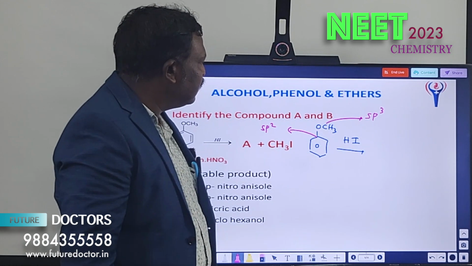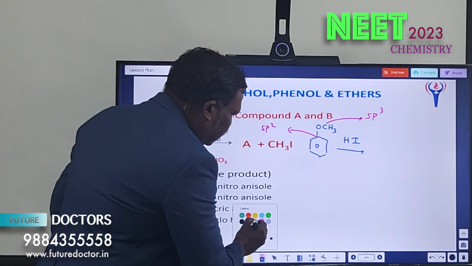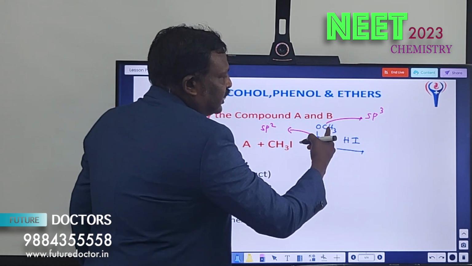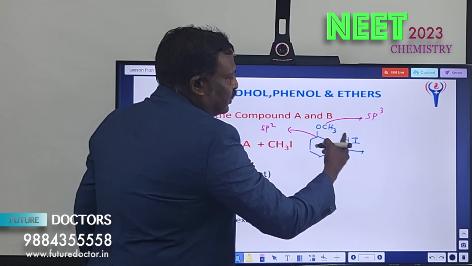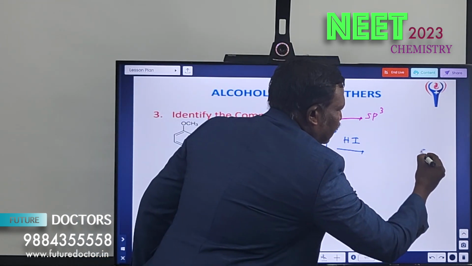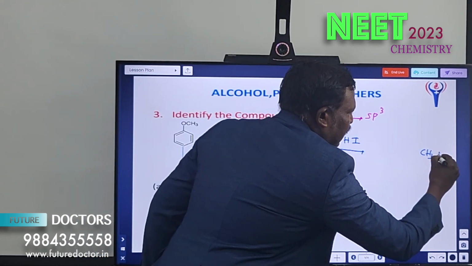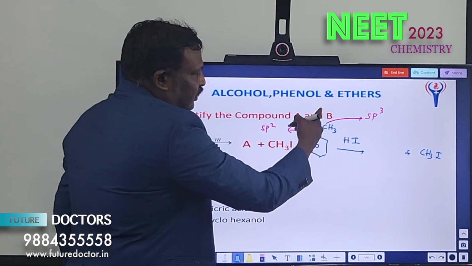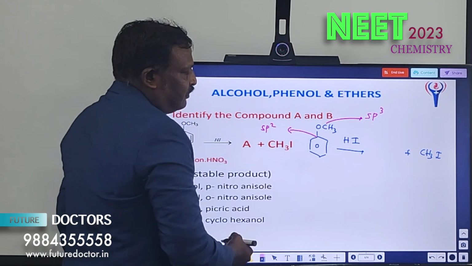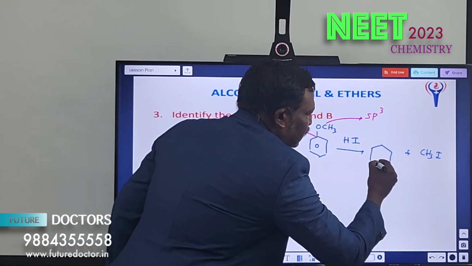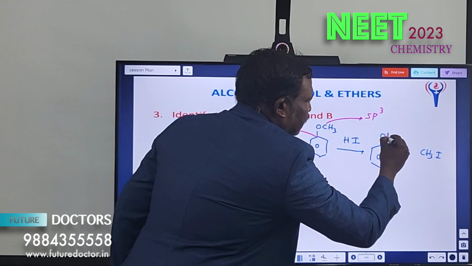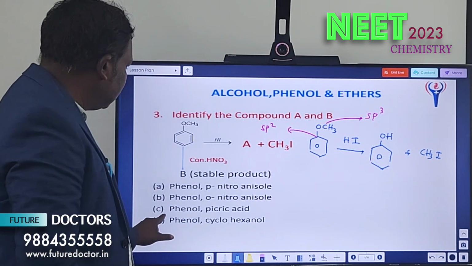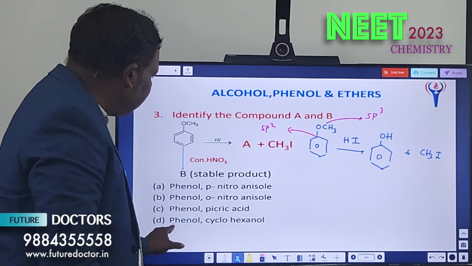So now what is the product obtained? Here iodine prefers only the sp3 carbon, so I goes to CH3. The product will be CH3I, plus H goes to this side, and we are getting phenol. This is the product. Understood? So the answer is, all the options have phenol.